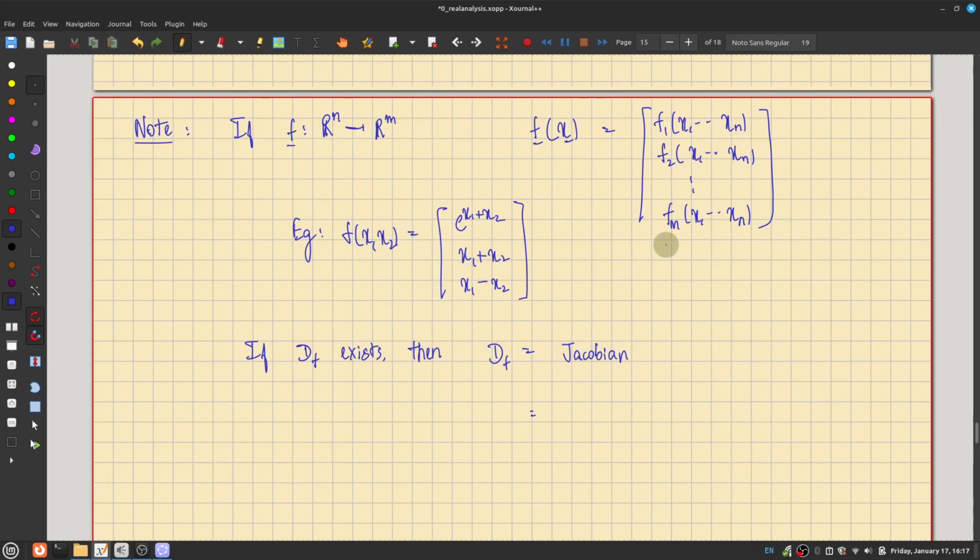So let's take an example. What would a general function look like? Suppose f is from Rn to Rm. f of x you can write as a vector. The first component of this vector is some f1 of x1 through xn, the second component would be f2 of x1 through xn, and so on. Here is an example. Suppose I have a function from R2 to R3. The first component could be, let's say, e to the power x1 plus x2. The second component would be x1 plus x2, and maybe the third component is x1 minus x2. It's just an example.